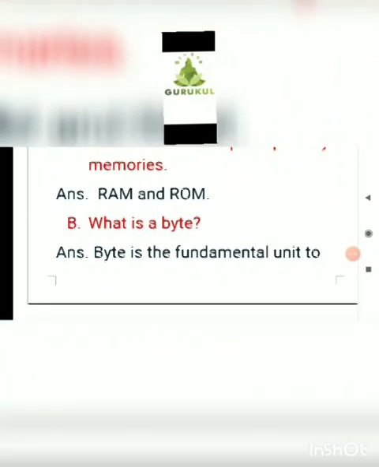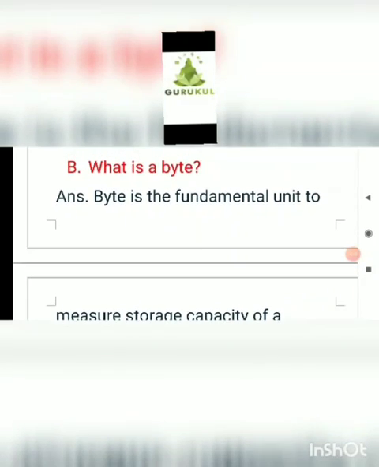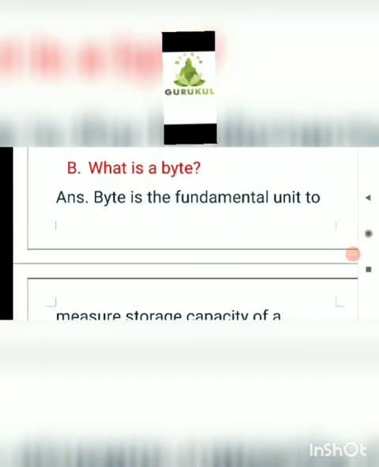Next it comes to what is a byte. A byte is a fundamental unit to measure storage capacity of a computer system. So what is the byte, kids? Whatever data or information we are saving in a computer system, the computer doesn't understand in numbers or letters. So every time the data will be stored in the form of zeros and ones. This is known as the binary number system, 0 and 1.